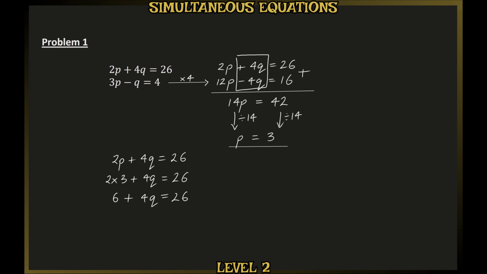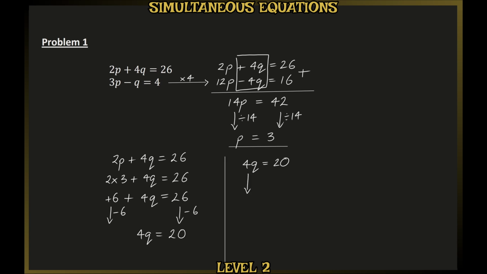So first, we'd like to remove the 6 from the left-hand side, and this is a positive 6. So to remove it, we're going to subtract 6 from the left and do the same on the right. And on the left, the plus 6 and the minus 6 cancel out to leave us just with 4q, and on the right, 26 minus 6 is 20.